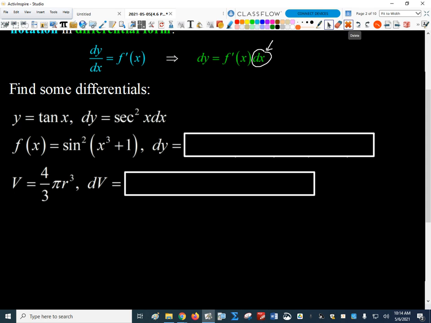Okay, how about this one? This is a chain rule problem, right? So let's go through this one. If f of x is sine squared of the quantity x cubed plus 1, this is some good chain rule practice. What's our derivative going to be?